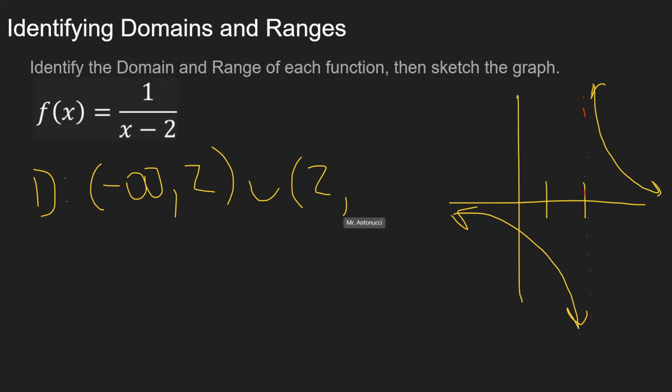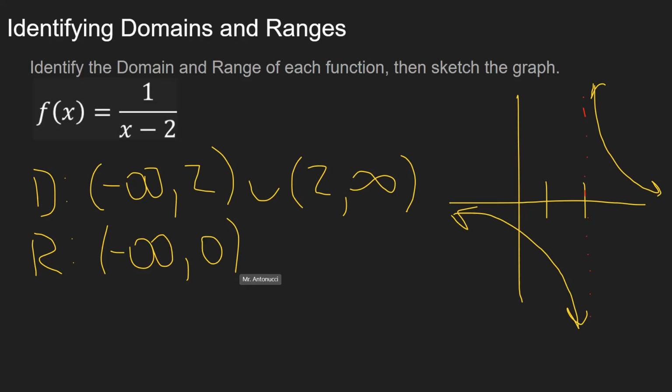Notice the parenthesis on 2, because 2 is not included. The range is the same as the previous problem, negative infinity to 0, union 0 to infinity, because you could see that the y values for this function include everything, but they never hit y equals 0 anywhere.